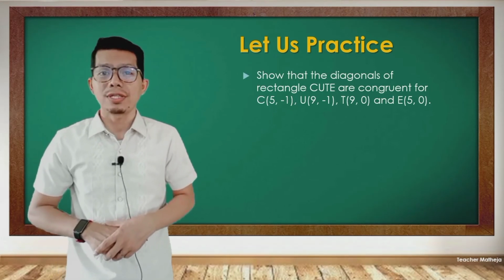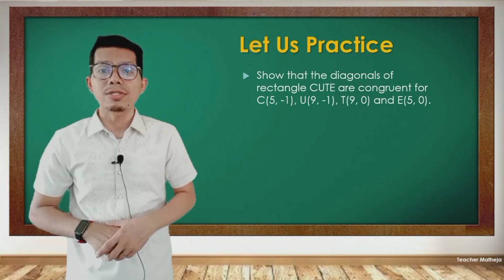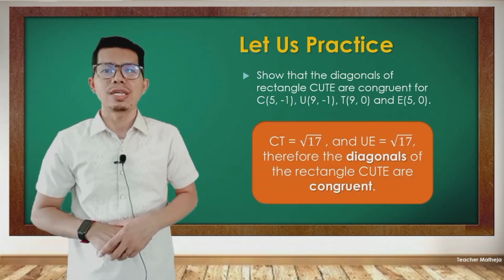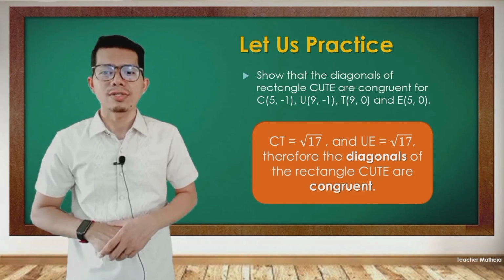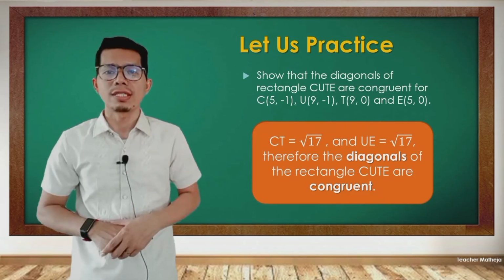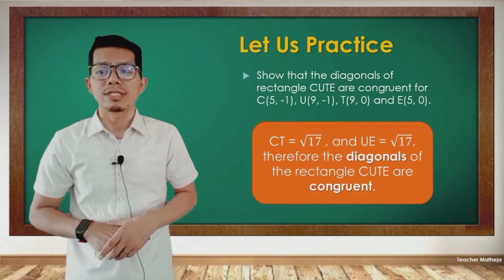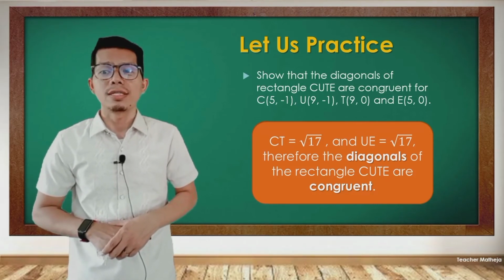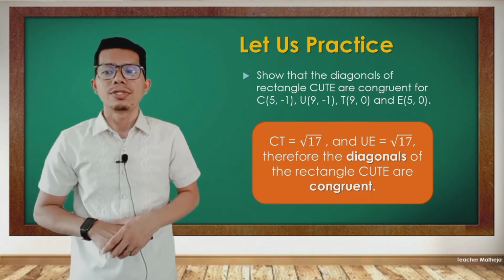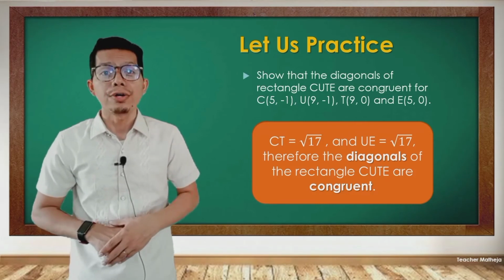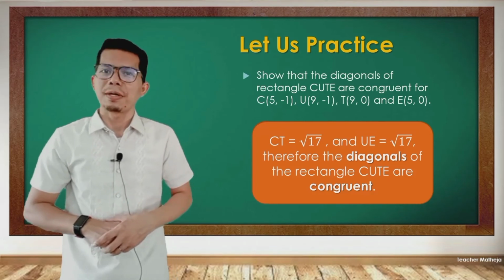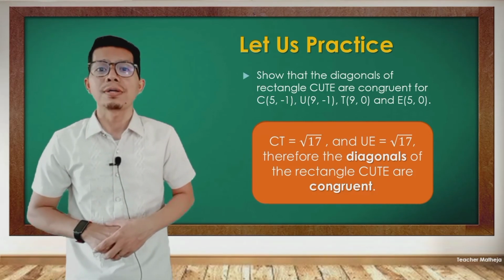Okay, what is your answer? If your answer is the square root of 17 as the length of the diagonals, then you are correct. So CT as one of the diagonals is equal to the square root of 17 and UE as one of the 2 diagonals is equal to the square root of 17 as well. So therefore, the diagonals of the rectangle CUTE are congruent. Okay? Congratulations again if you are correct.